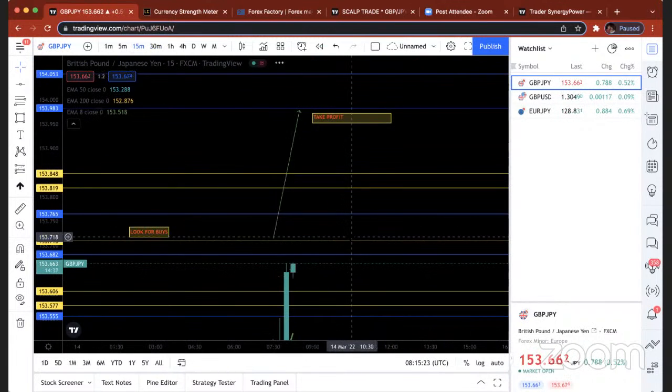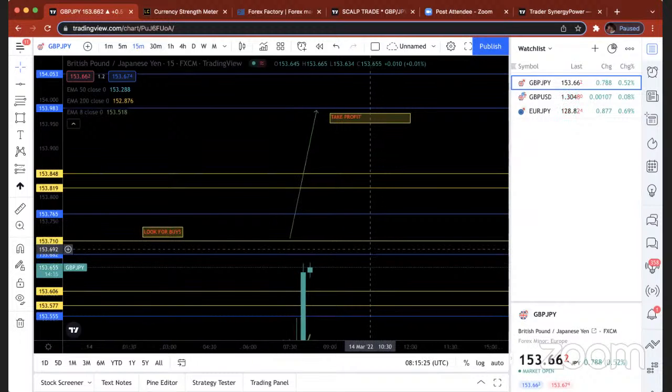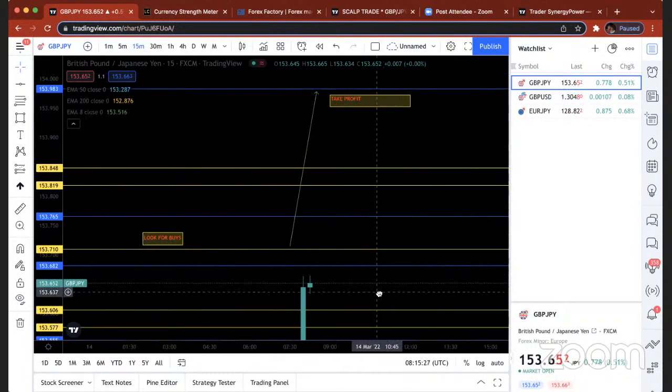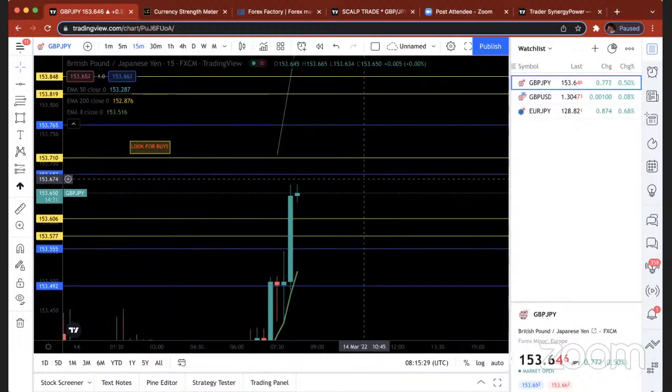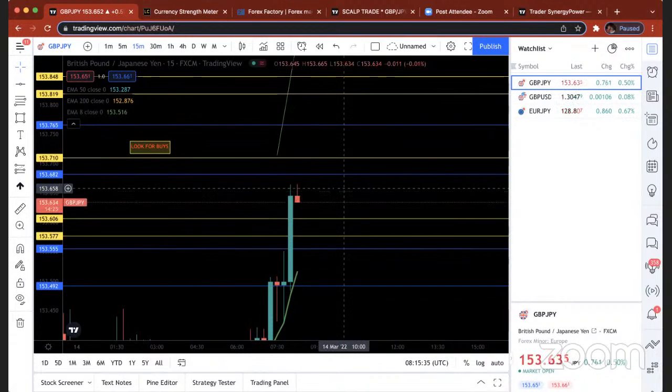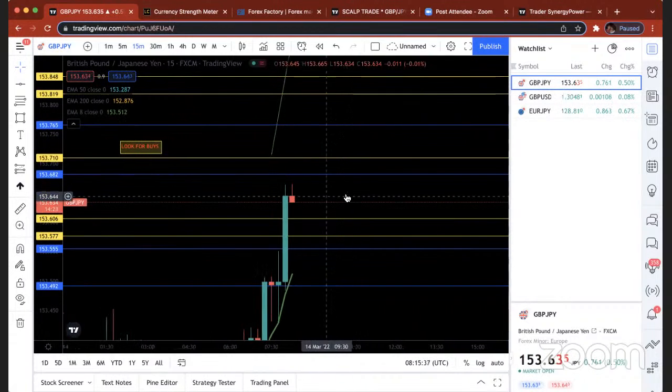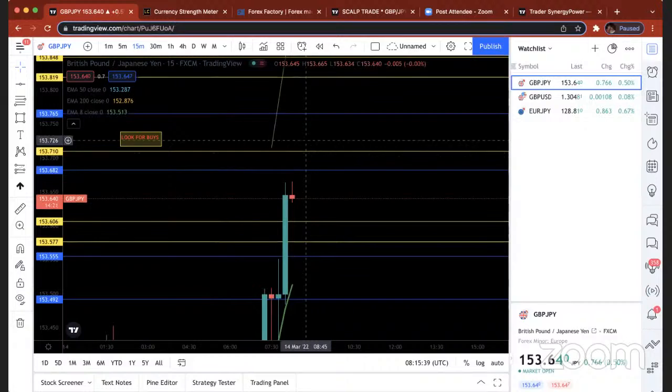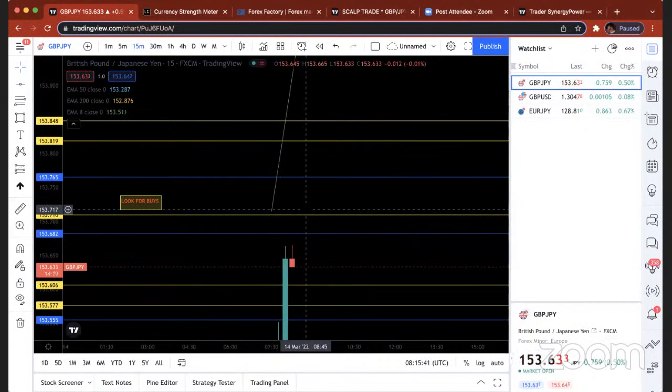All right, here's what I'm going to do. Usually we enter off the 30-minute candle, but we've been getting a lot of push since London opened 15 minutes ago. So I'm going to pay attention to price action. I'll let you guys know when I'm in there.